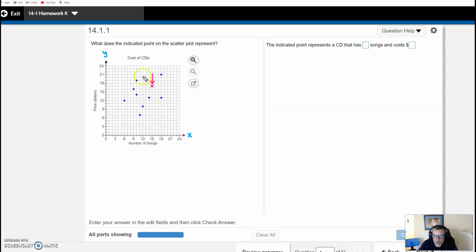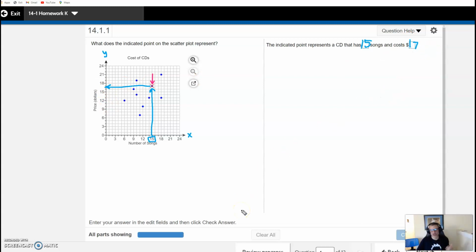So they want to know, it says the indicated point represents a CD that has blank songs and costs blank dollars. So the number of songs, I go over. It looks like it is at 15. So I go up, up, up, up, up. Yep, it has 15. So I'll put a 15 there. 15 songs. And how much does it cost? Well, to figure that out, I go over. My arrow's not perfect, but that looks like it costs $17.